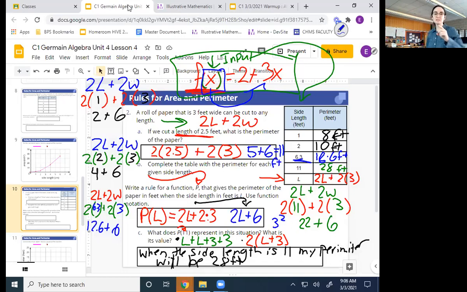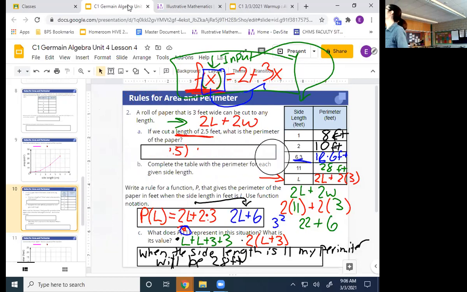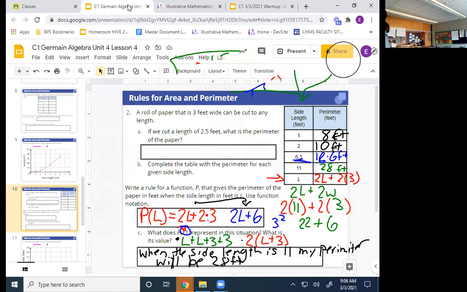Do you see that difference there, Abby? Yeah. Okay, good. So it's going to be when the side length is 11, because that's what's in my parentheses here. That's my input. That's my known value. My perimeter, I calculate it, and it's going to be 28 feet. Okay? So now you're going to use this table here on the next slide to create a graph of data points.